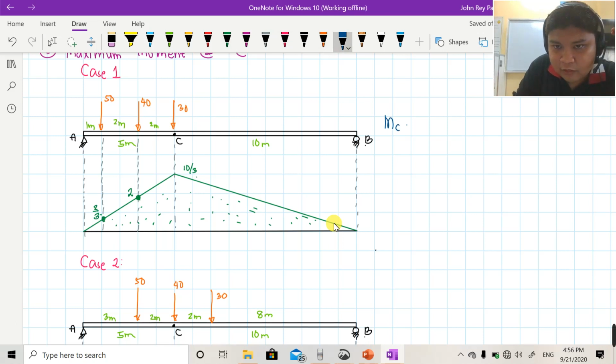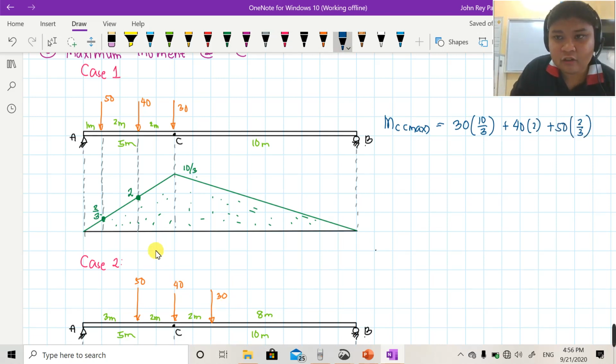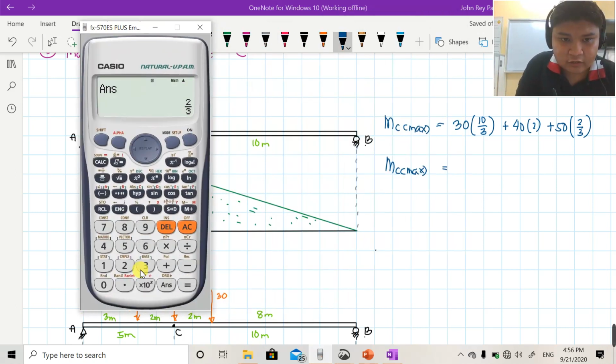The maximum moment at C due to this load is of course the 30 multiplied by 10/3, plus the 40 multiplied by 2, and the 50 multiplied by 2/3. Because those correspond to their ordinates: 30, 10/3; 40, 2; then 50, 2/3. So, therefore, the MC or the maximum will be equal to, let's compute it again here, 30 times 10/3, plus 40 times 2 plus 50 times 2/3.